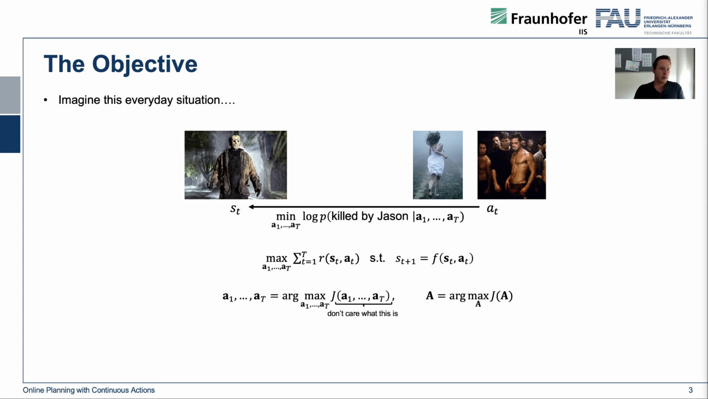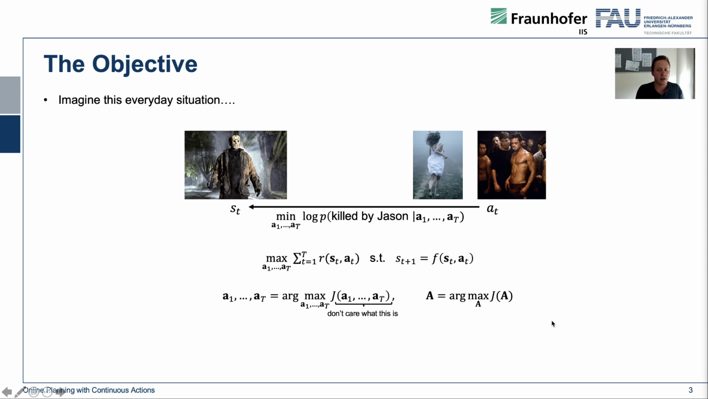In other words, what you want to do is get your action sequence that maximizes your objective function, and you don't care at this point what this objective function is. In the end, you want to have a set of actions that you select that maximizes your objective function. So this is what you actually want to do.